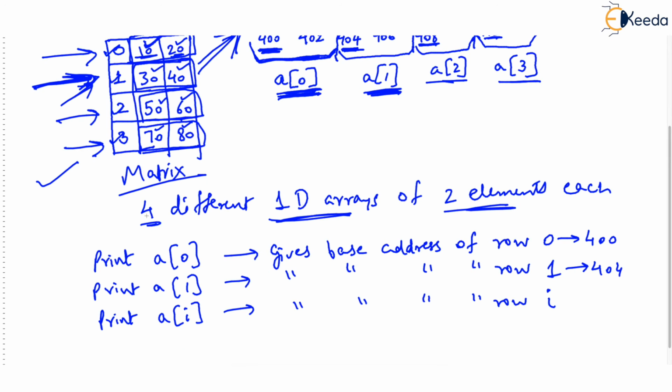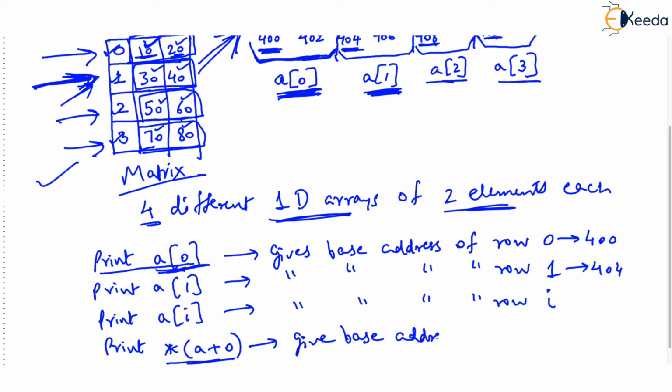So coming back to our page, you tell me, instead of print Ai, just check this. If we would have written print A plus 0, you would say, what is all this notation? Please try to understand, A0 and asterisk (A plus 0) are same. That means this will also give base address of row 0, which is 400. See, both these notations are same.